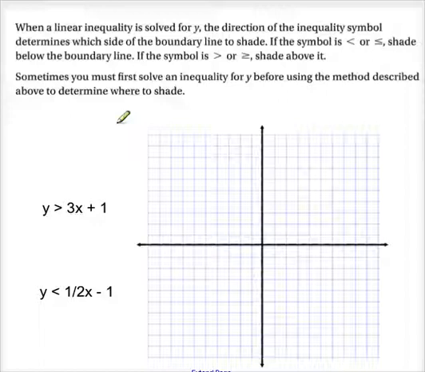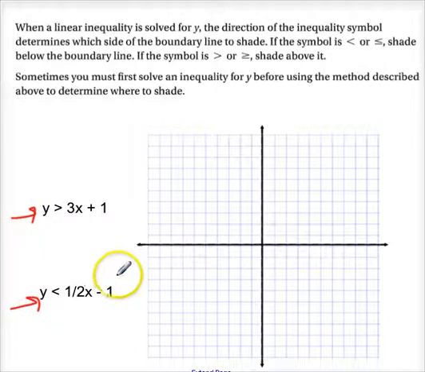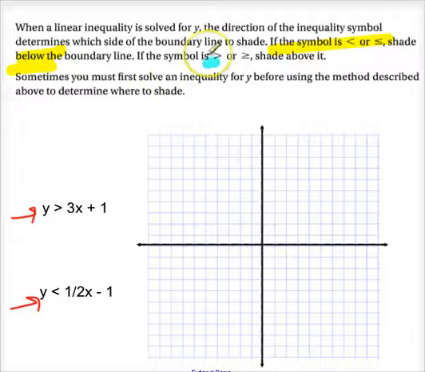All right, sometimes you'll have an inequality that isn't quite yet ready to be graphed. In this case, just solve it for y so it looks like our y equals mx plus b form. One other trick for the shading part: if the symbol is less than or equal to, you're going to shade below the boundary line. And if the symbol is greater than or equal to, you're going to shade above it.